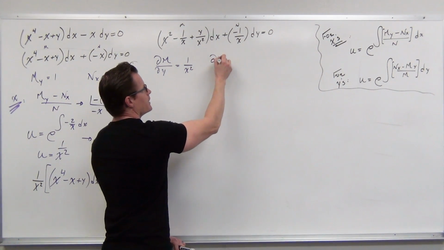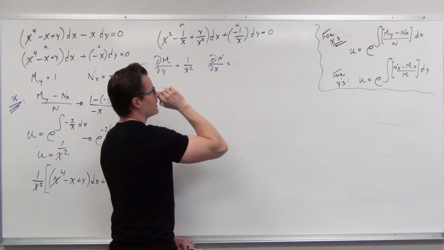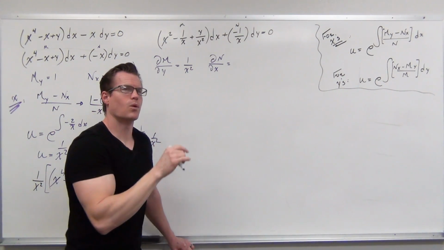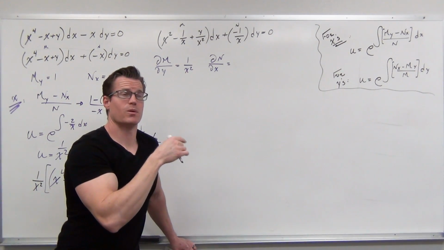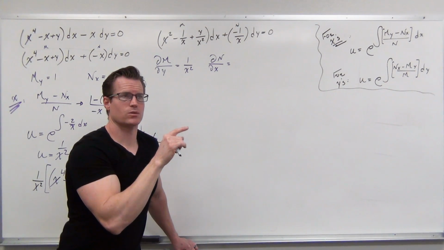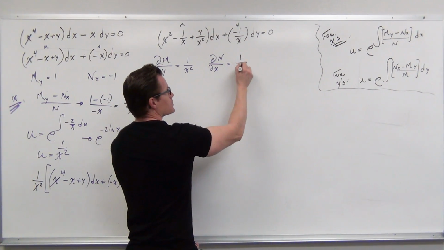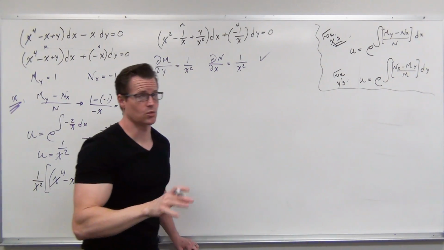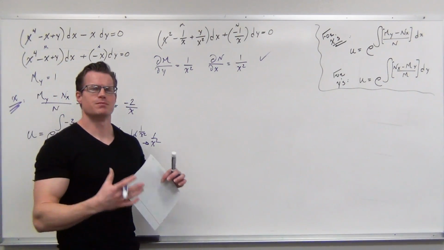Partial derivative of N with respect to x. Let's see, this would be negative 1, x to the negative 1. Let's bring down negative 1 to be positive 1. Subtract 1, it's negative 2, but move it down. That would be positive 1 over x squared. Oh my gosh, it worked. It's good, I promise. Proved it. So if those are the same, that means the mixed partials are equal.